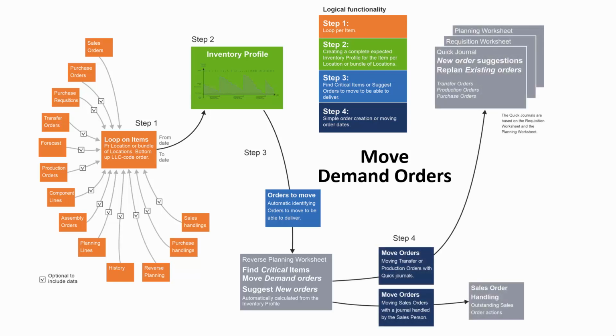And then if it's a sales order, it will end up in the sales order handling when we carry out. If it's a transfer, production order, or purchase order, it will end up in the quick journal so we can move it. Let's see how it looks in Business Central.